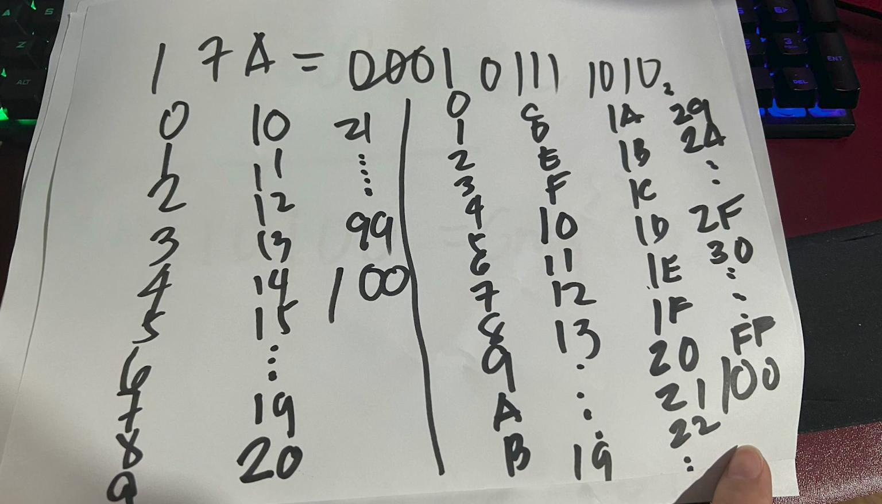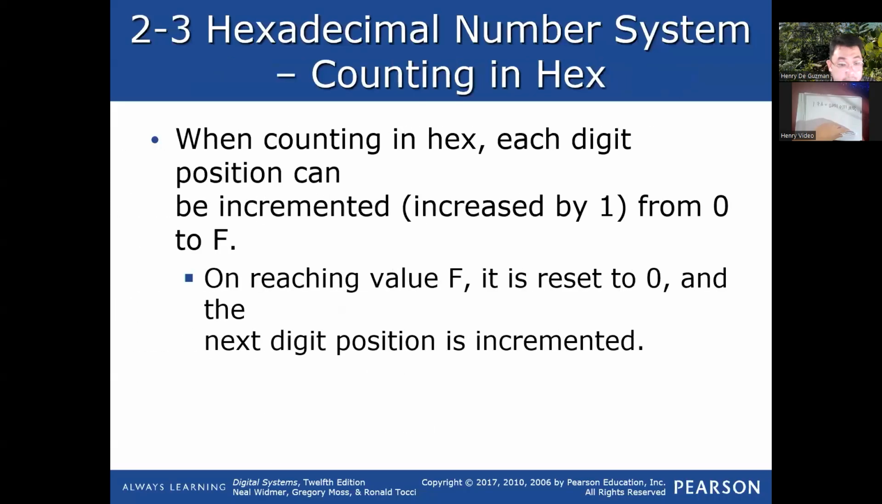Okay, so let's share the screen again. There was no answer, so we answered it. So when counting in hex, each digit position can be incremented by 1 from 0 to F. On reaching the value F, it is reset to 0 and the next digit position is incremented. So how is that? Let's count.